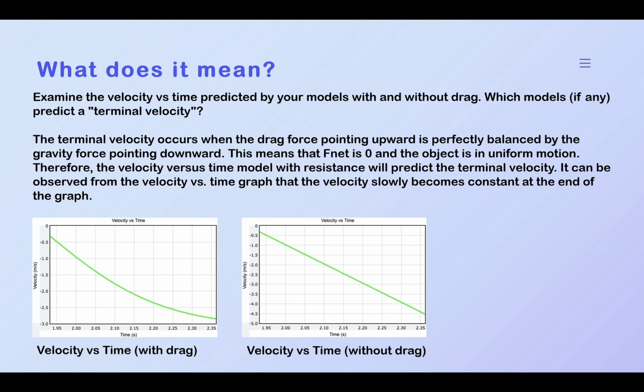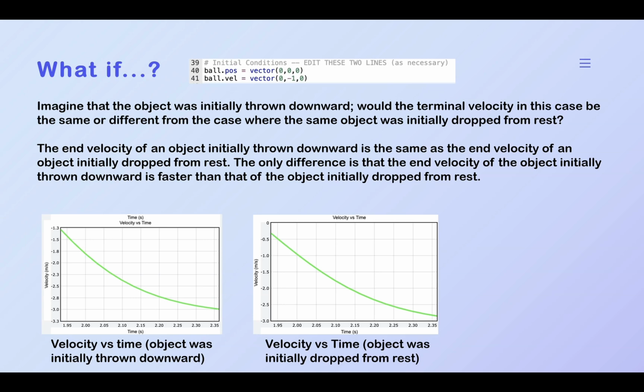And for the second question, I think the end velocity of an object initially thrown downward is the same as the end velocity of an object initially dropped from rest. The only difference is that the end velocity of the object initially thrown downward is reached faster than that of the object initially dropped from rest.